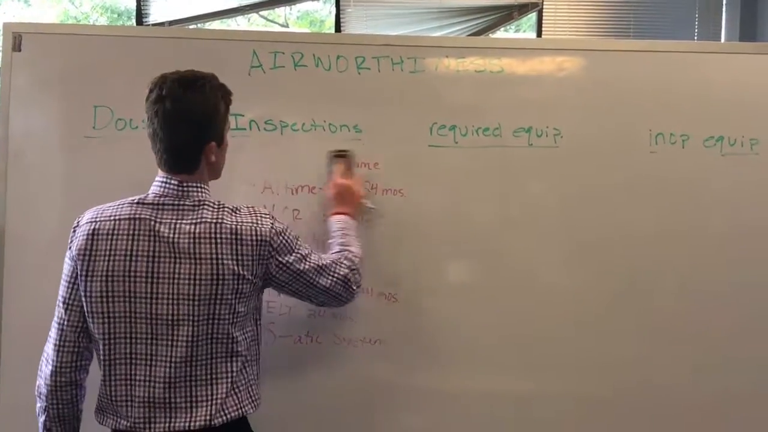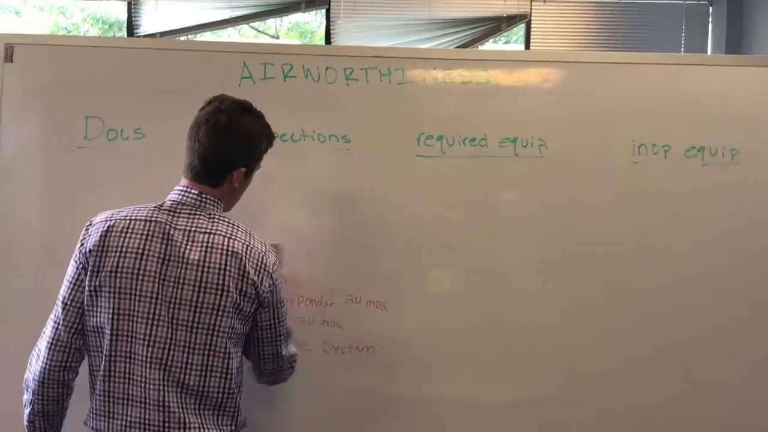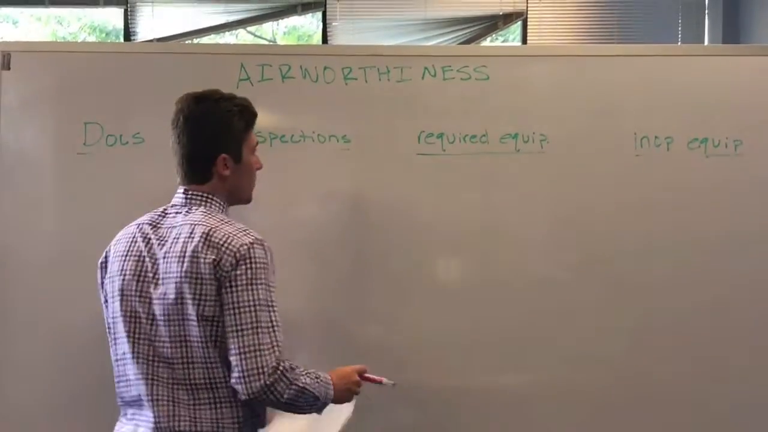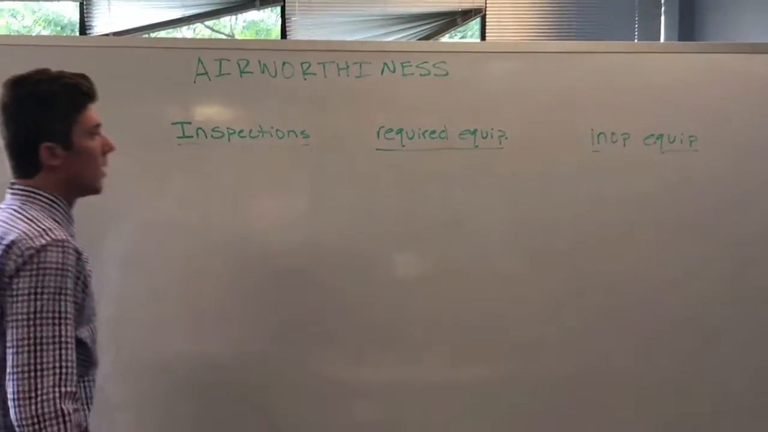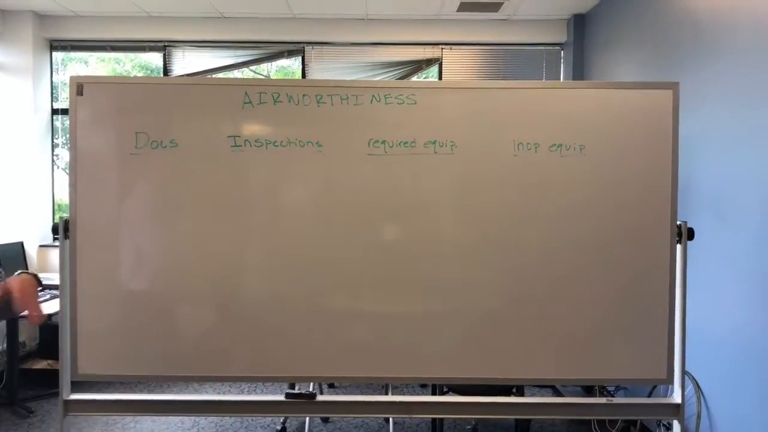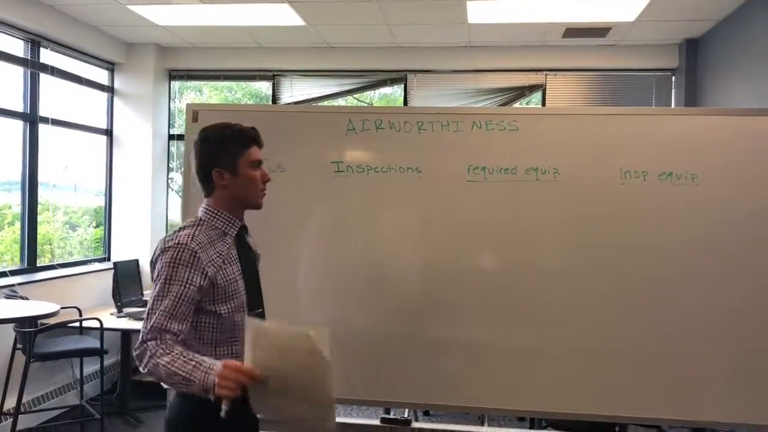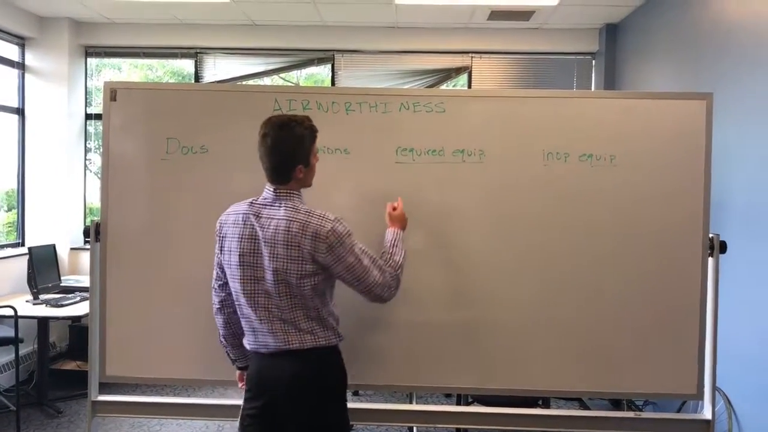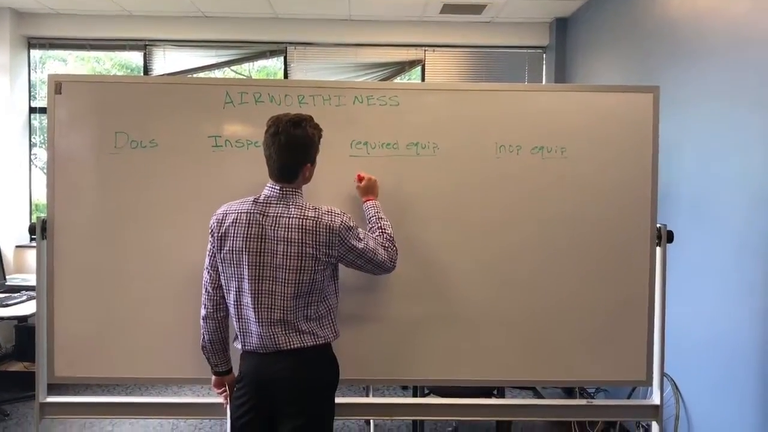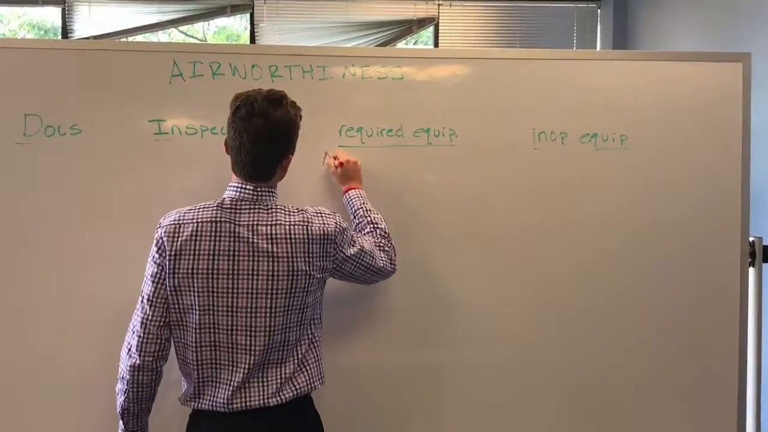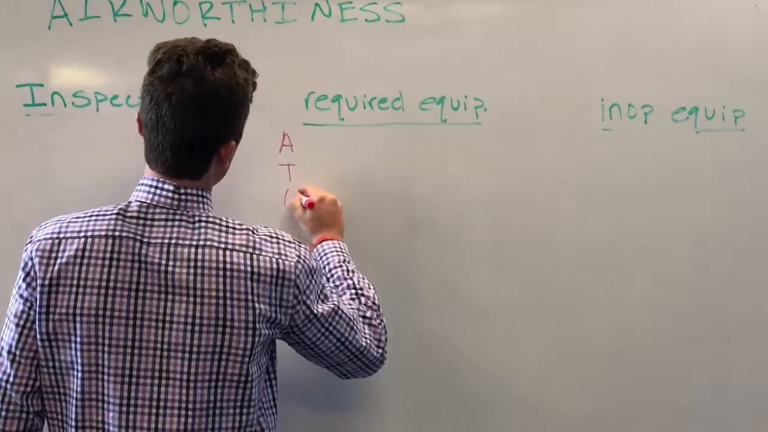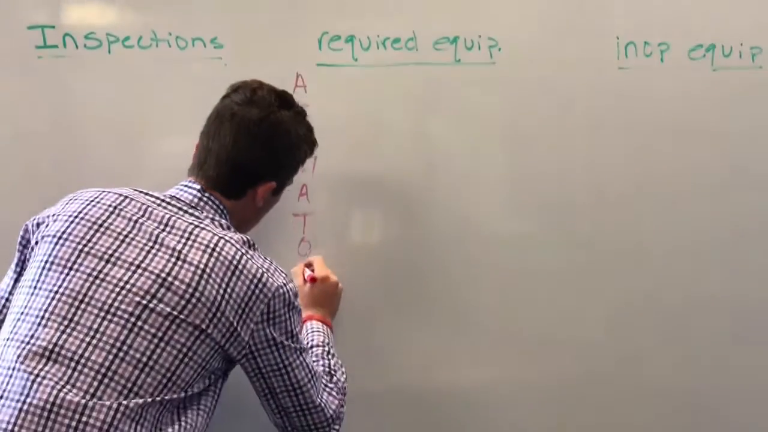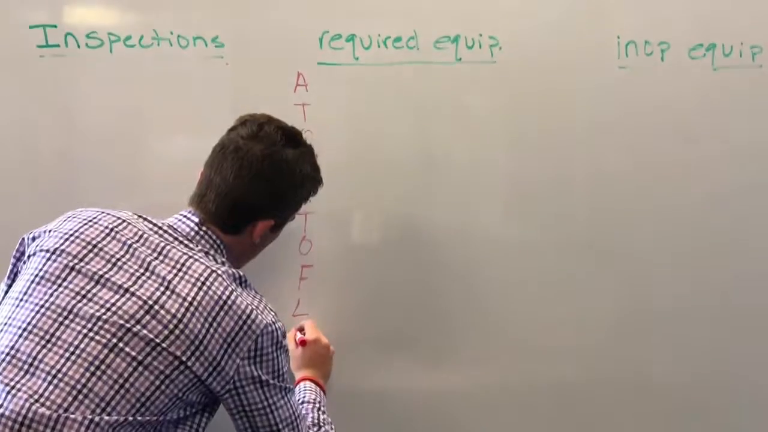All right. So after the inspections, we have to make sure that we have all the equipment on board for VFR. So we're going to talk about VFR day and VFR night flight today. We won't worry about the required equipment for IFR. So our acronym for VFR day flight required equipment is A TOMATO FLAMES.